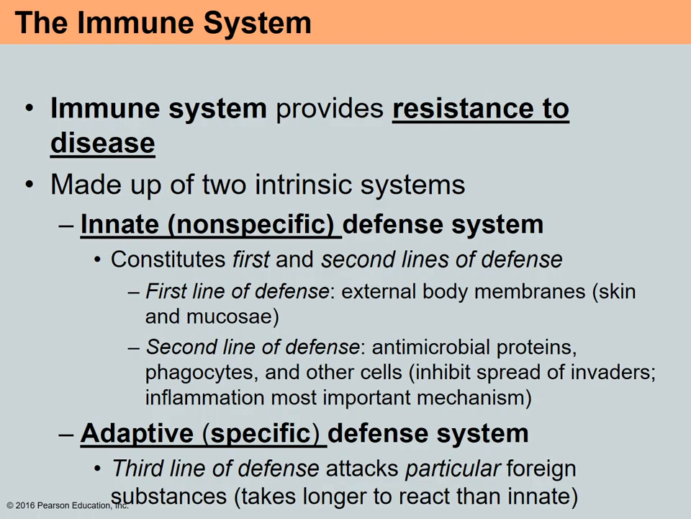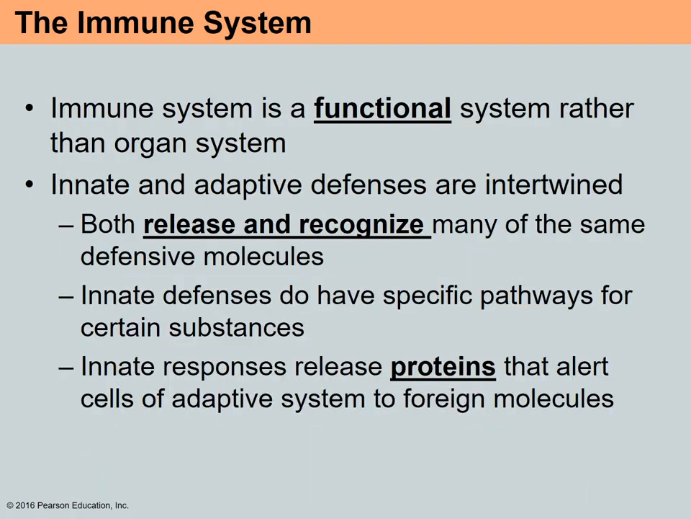In general, the adaptive defense system is going to take a little bit longer to be activated than the innate because of the specificity of it. Now, with the immune system, it's more of a functional system, so we don't have an organ system per se. Both the innate and adaptive defenses are interconnected or intertwined. Initially you'll have the innate defense system be triggered. There are certain pathways, if you will, but it's going to work along with the adaptive defense. So they work together.